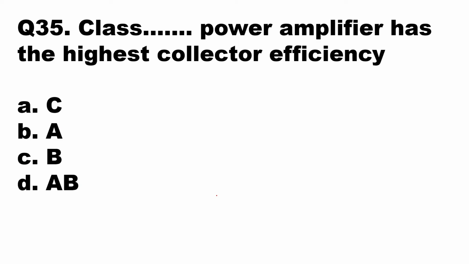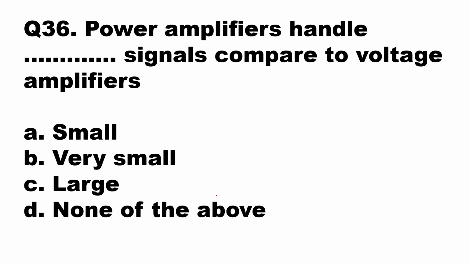Class dash power amplifier has the highest collector efficiency. So which has the highest collector efficiency? Options are class C power amplifier, class A power amplifier, class B power amplifier, and class AB power amplifier. So here the answer will be class C power amplifier, which will have the highest collector efficiency. Then we'll go to the next question.